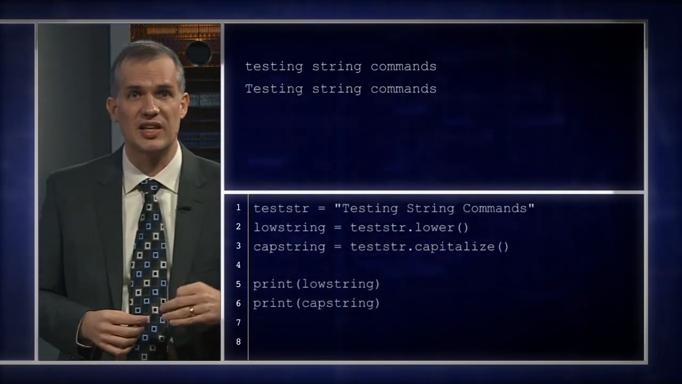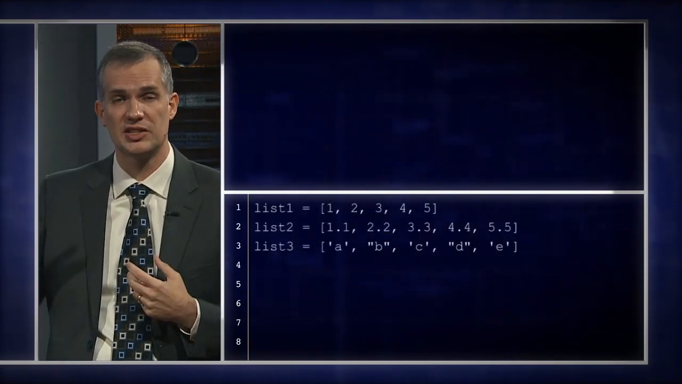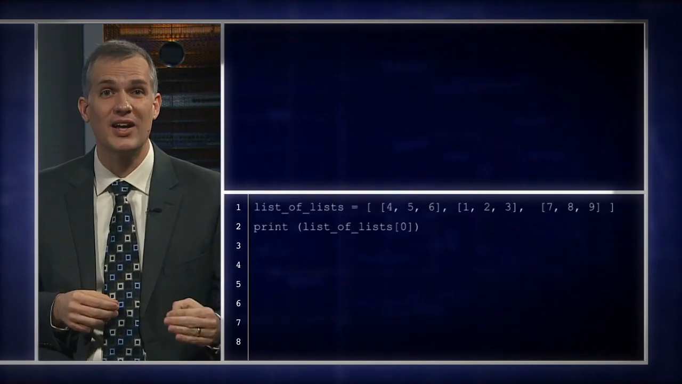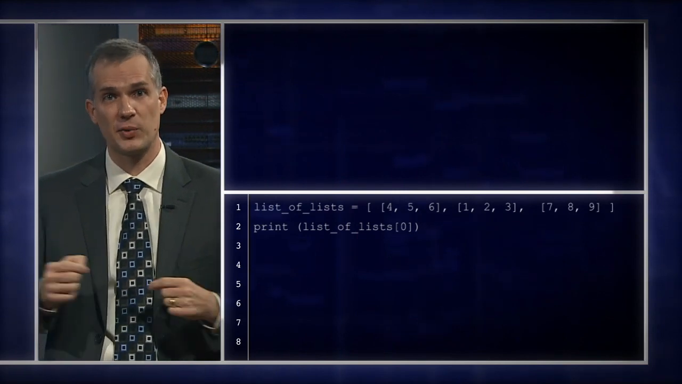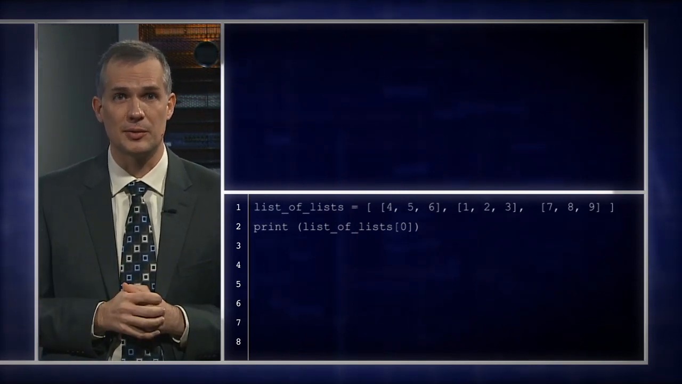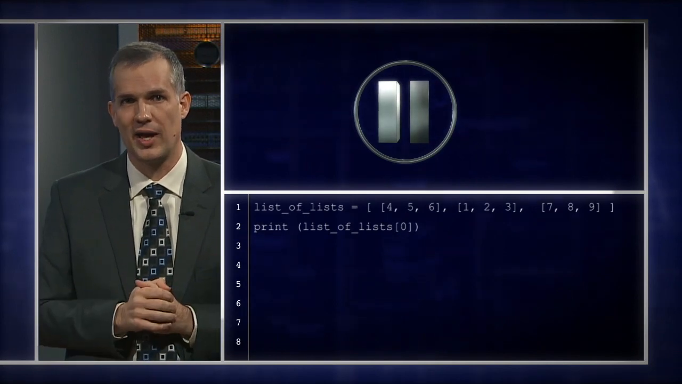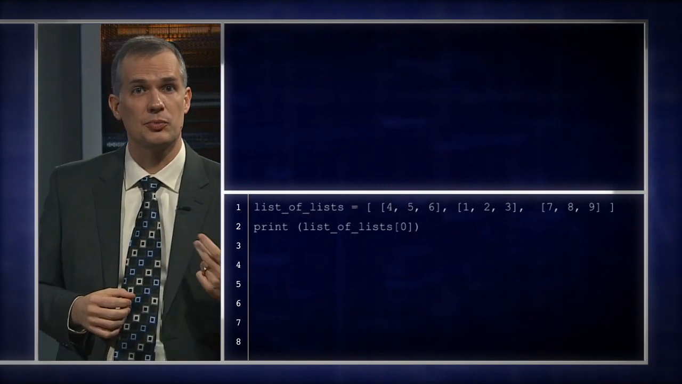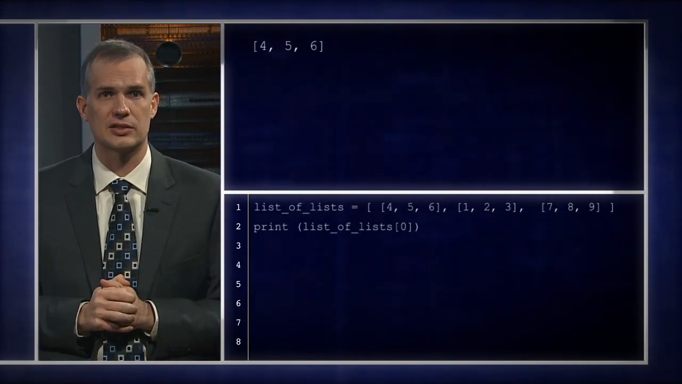Notice that we can make a list out of anything. We can have lists of integers. We can have lists of floats. We can have lists of strings. And we can even have lists of lists. Here is a list of 3 lists, each of which has 3 elements. If we print out the first element of this list, what do you think will happen? Well, in this case, it prints out element 0 of the list of lists, which is the list 456.